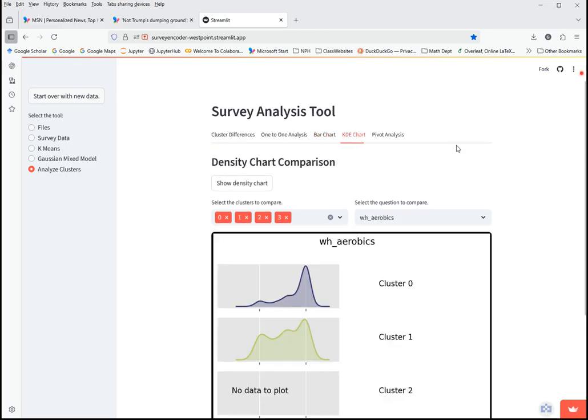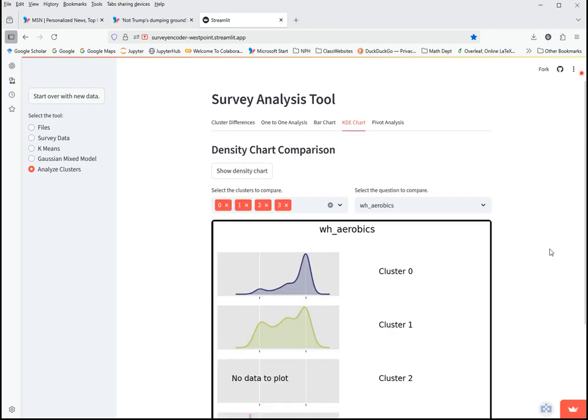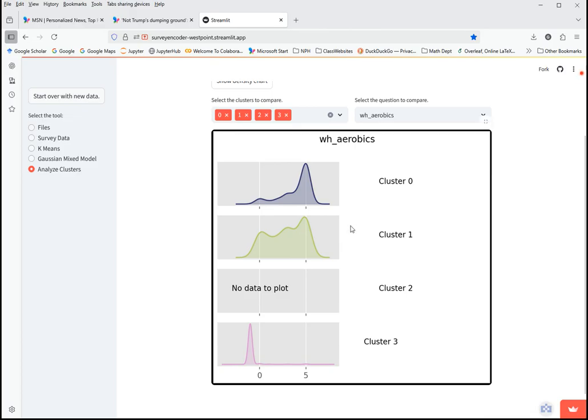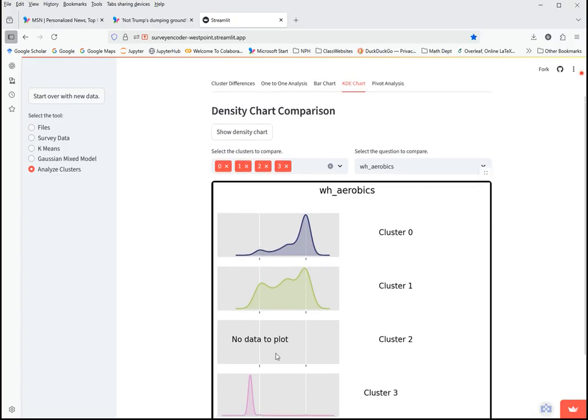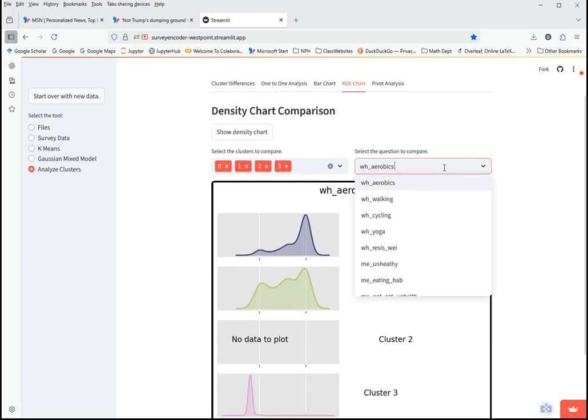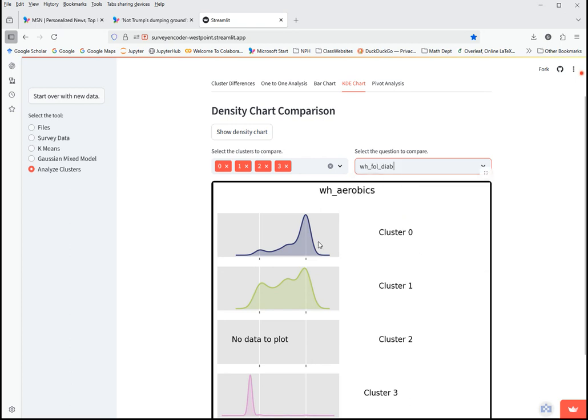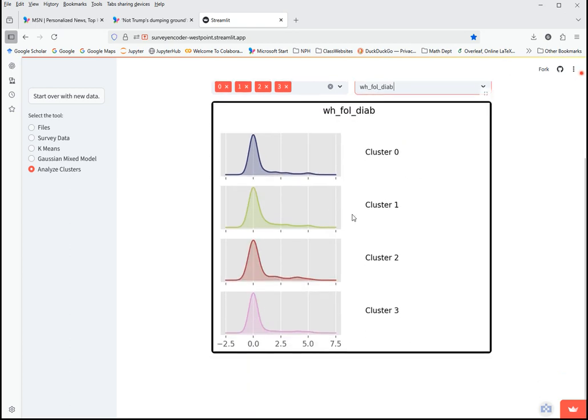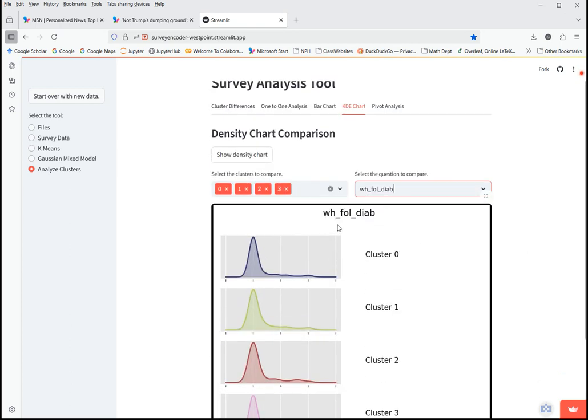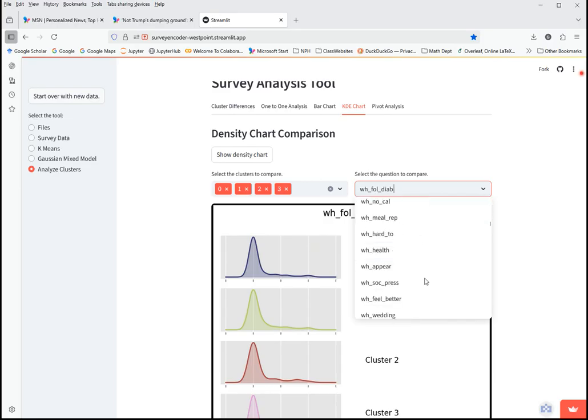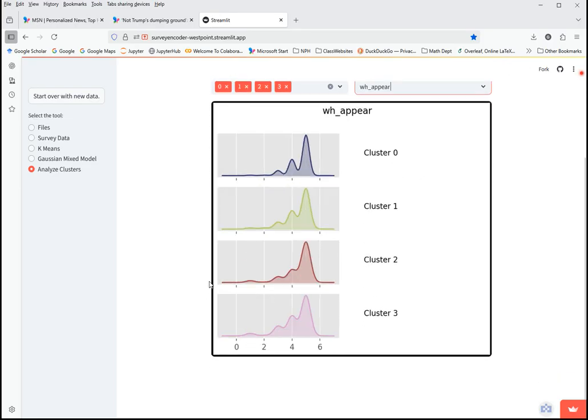Okay, and then you've got KDE charts, which are a little bit different than the bar charts. They may or may not give you a lot of information. And remember, some of these didn't answer the question at all, so you're not going to get anything. But we can go over to other questions and very quickly see what the distributions look like.